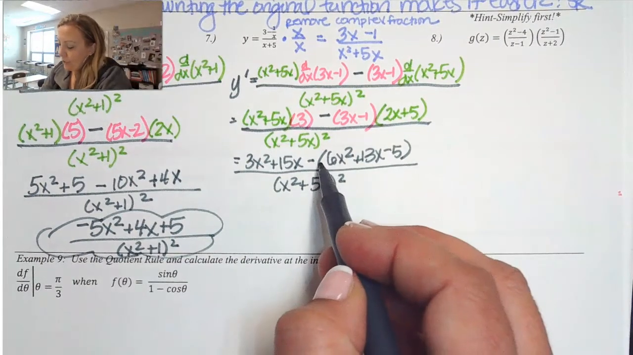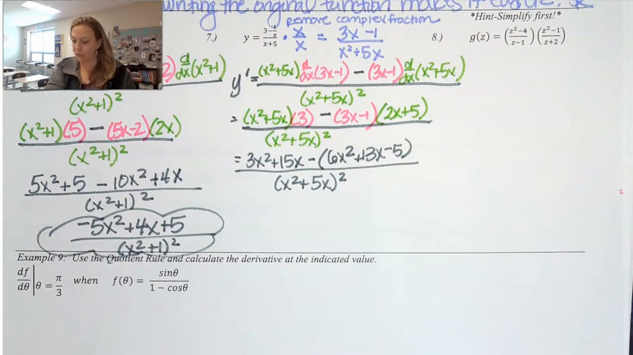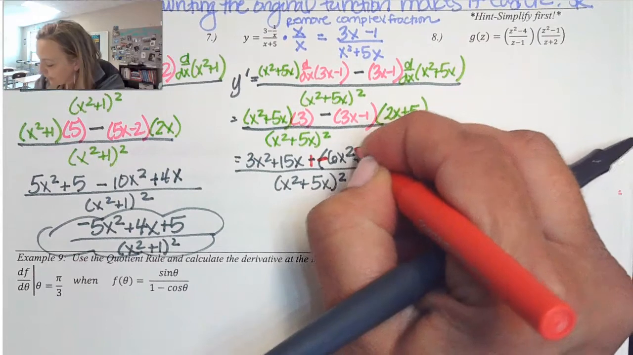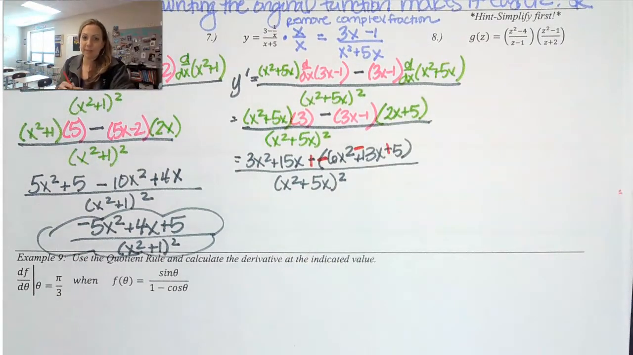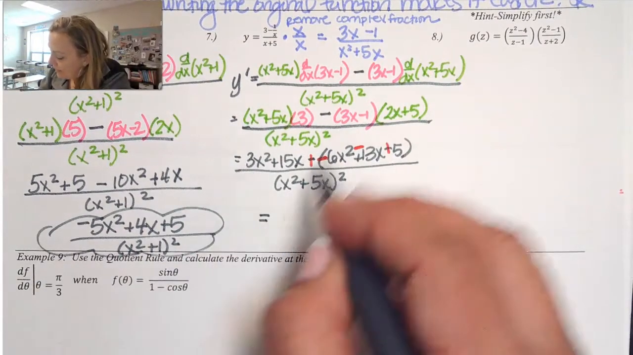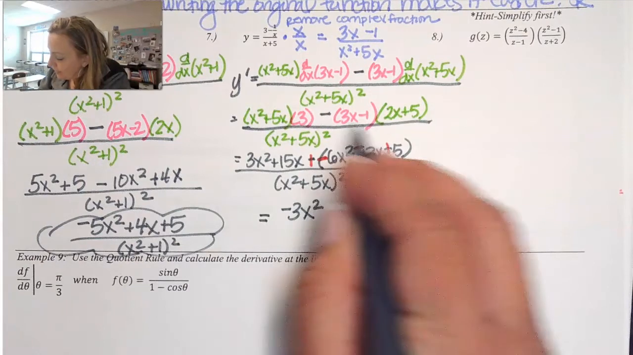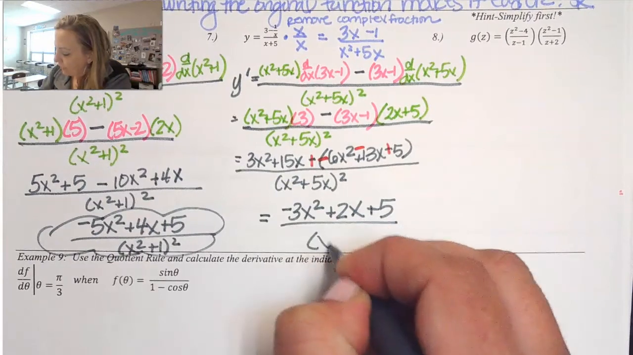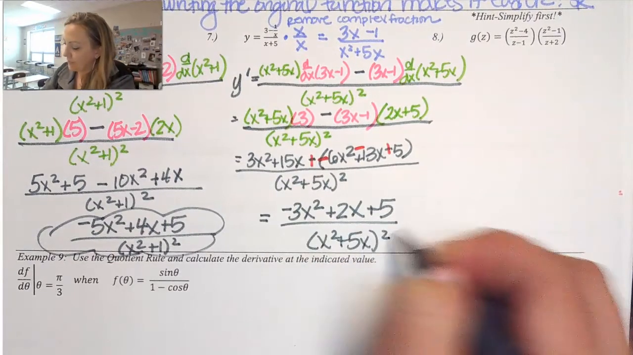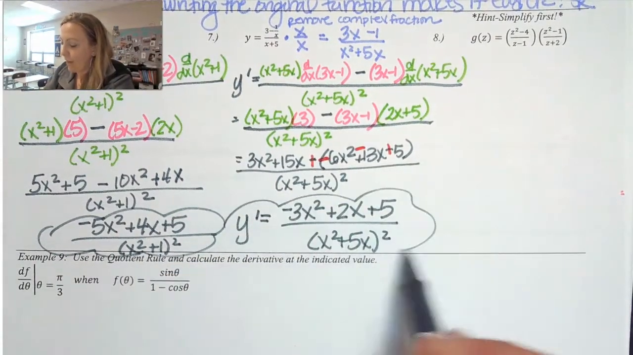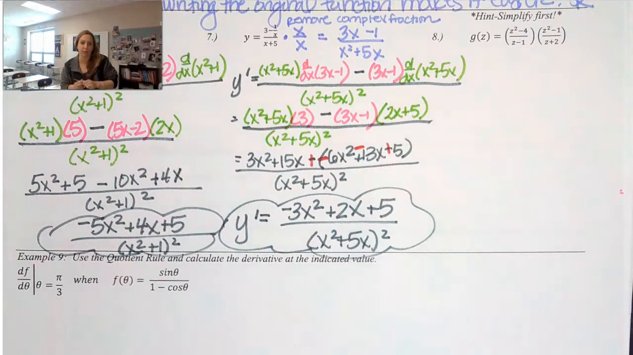So then I want to make sure to distribute this negative. So maybe I'll just do that now to save a little space. So that becomes negative 6x squared, that becomes negative 13x, and that becomes positive 5. So I end up with negative 3x squared plus 2x plus 5 all over x squared plus 5x, that quantity squared. And because the original problem did have a y equals, I'm going to put the y prime in my answer. If I start with an equation, I should end with an equation in that regard. Okay?